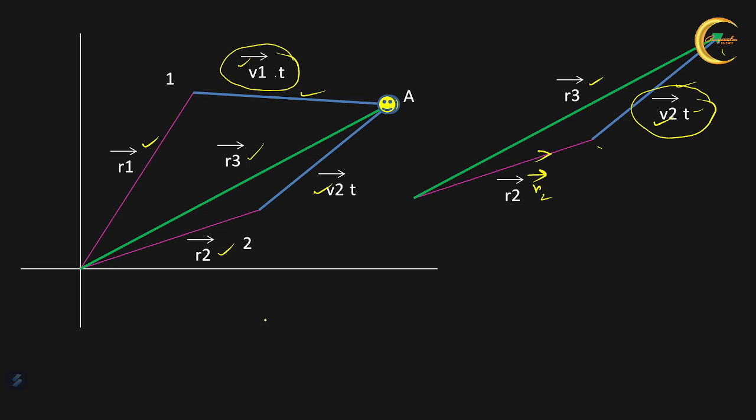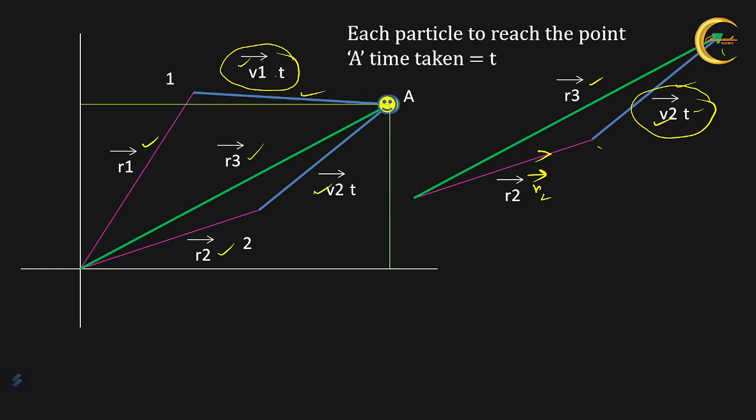Now we can make an equation so that we can easily find the interrelation of these four vectors. The time is t. We can write that the resultant vector R3 equals the R1 vector plus the V1 vector into t. And second, the R3 resultant vector also equals the R2 vector plus the V2 vector into t.